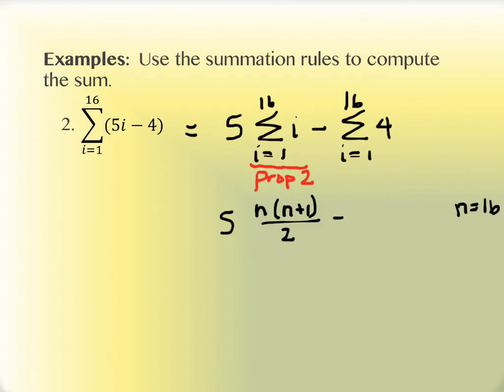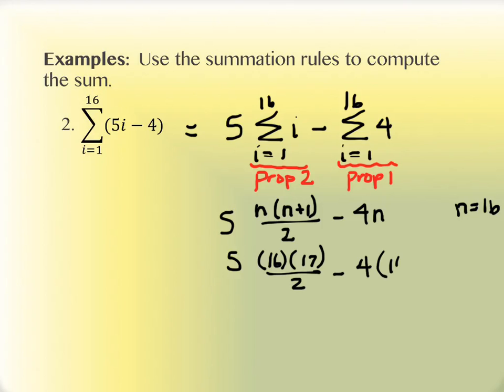What property is the second one here? That's property number 1. It's just a constant. Property number 1 says I should be able to take that constant and multiply it by n. And again, n is 16. So my next step is going to be putting that in. So I have 16 times 17 over 2 minus 4 times 16.